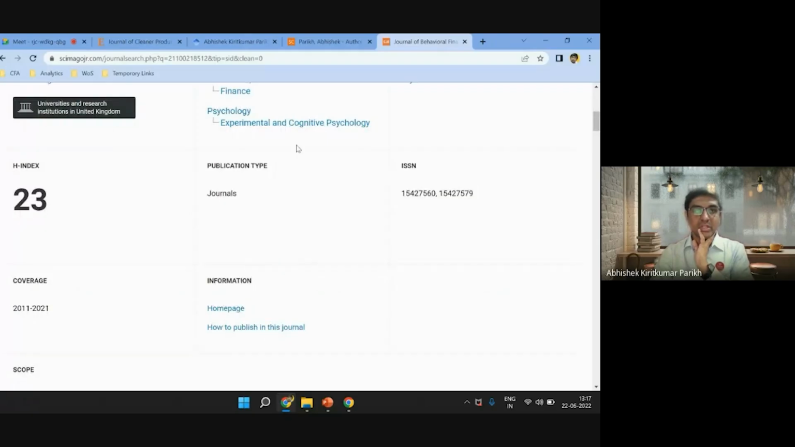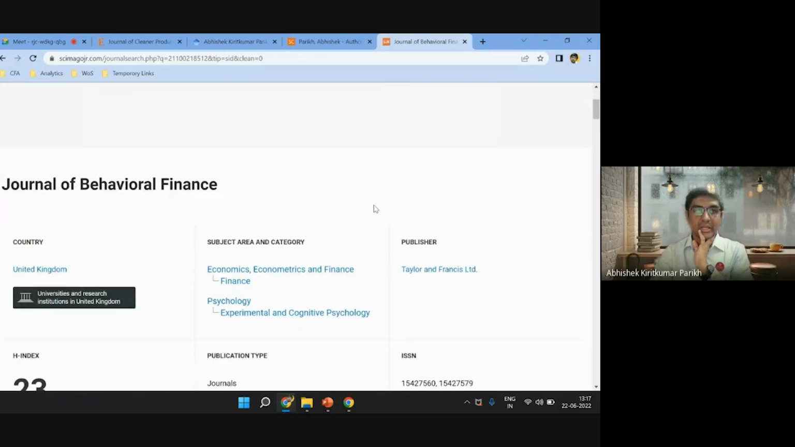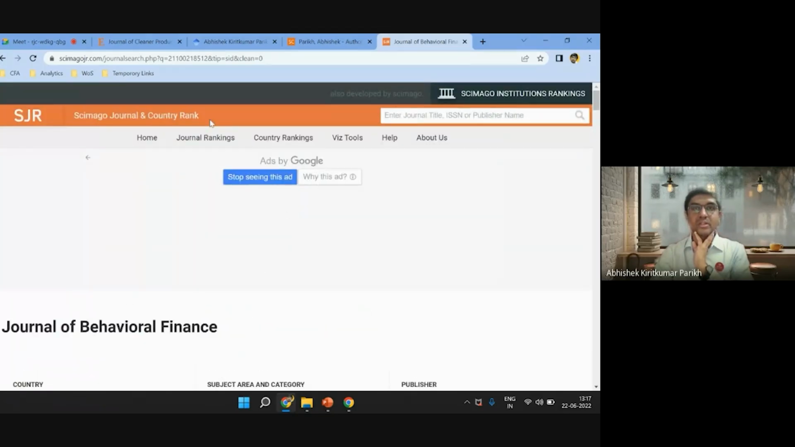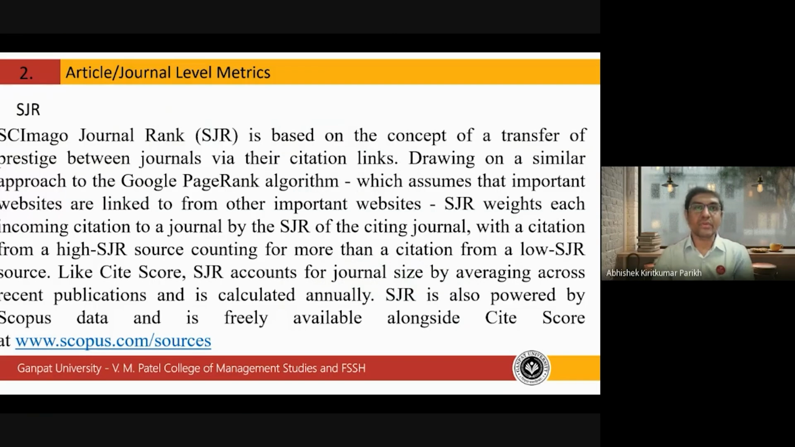If you want to go to the journal's homepage, you can directly click here, right? H index is also one of the research metrics of the journal, right? So here you can find out the research metrics of the journal from the SJR also, right? So that is also supported by Elsevier and Scopus only, right?